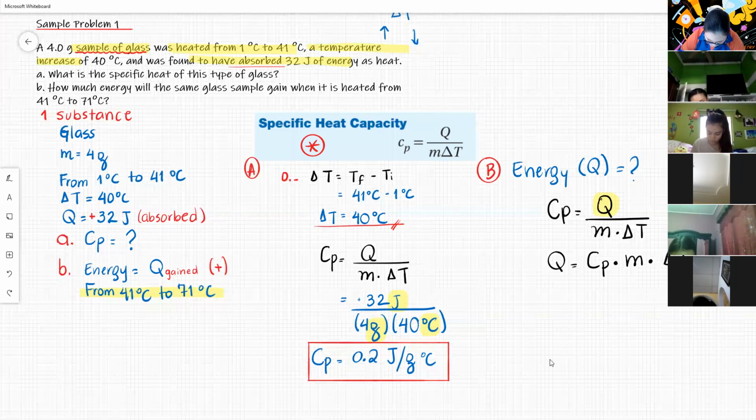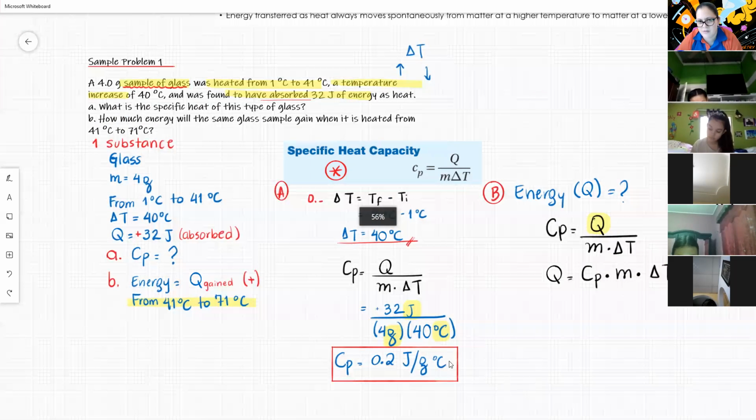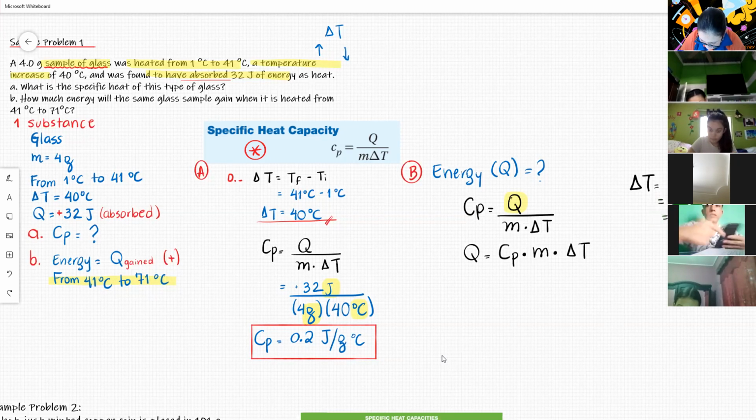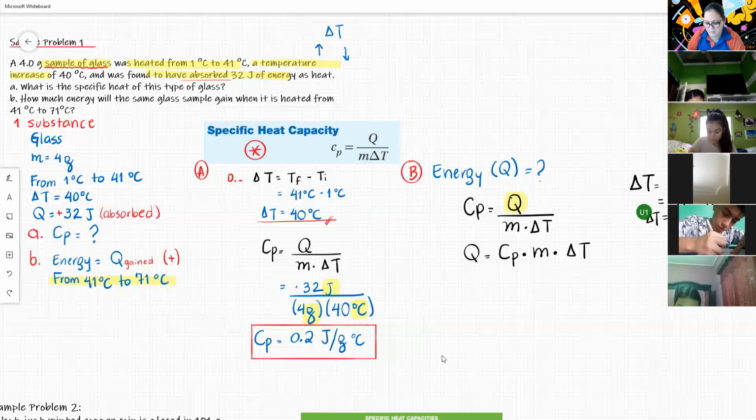So what is the delta T in the second part? Delta T for my part B is going to be equal to what? Final minus initial. So it is 71 minus 41. That will be 30 degrees Celsius. The delta T for this part is going to be 30 degrees Celsius. So now you can use it in your equation. And you say, Cp. What is Cp for this part?